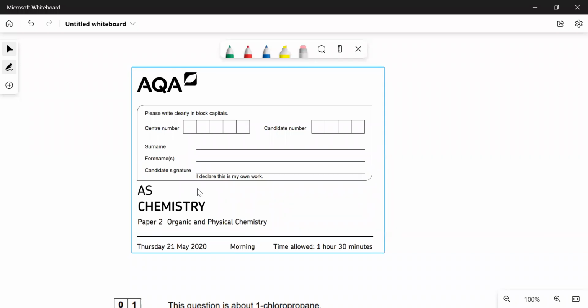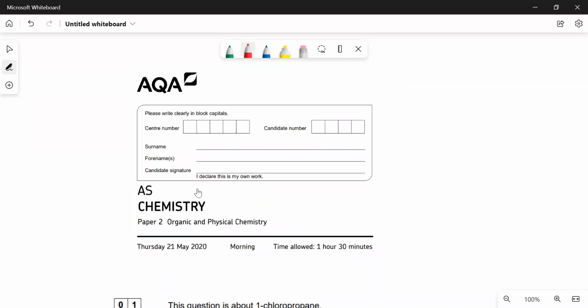Hi, in this video, I'm going to go through the AQA AS chemistry paper. This is paper 2 from 2020. I'll just do the first half of the paper in this video and finish it off in a later one.